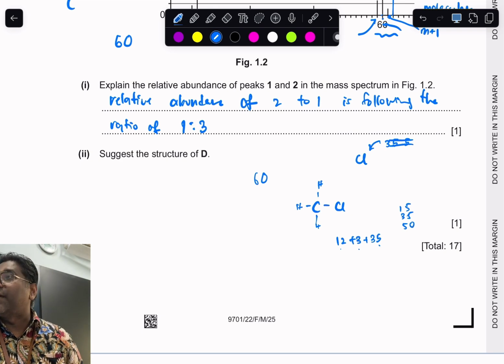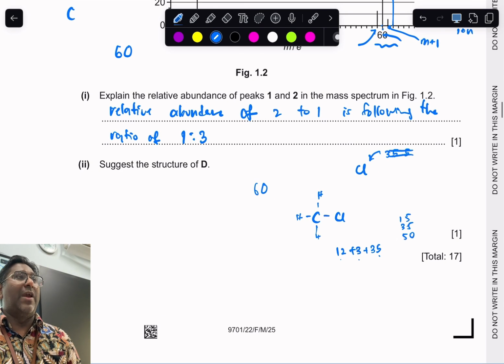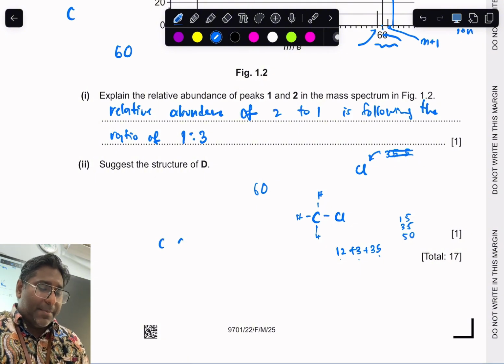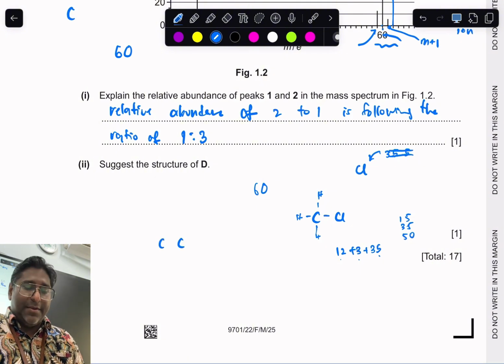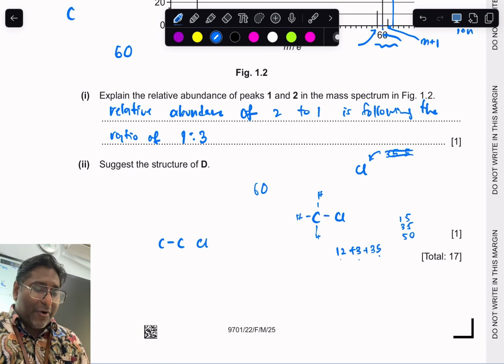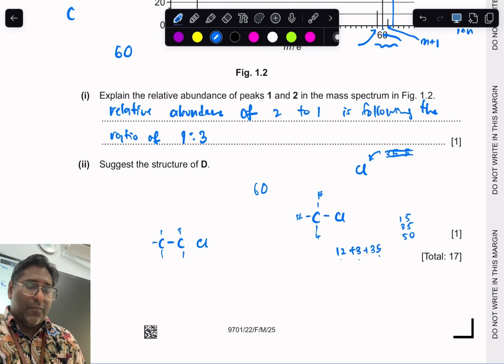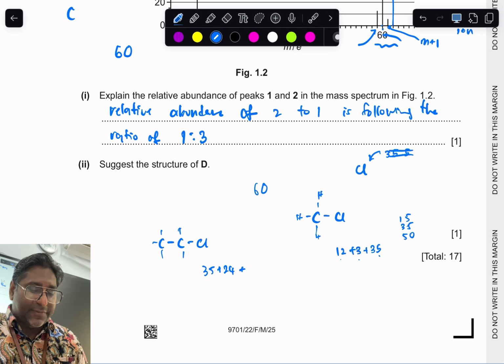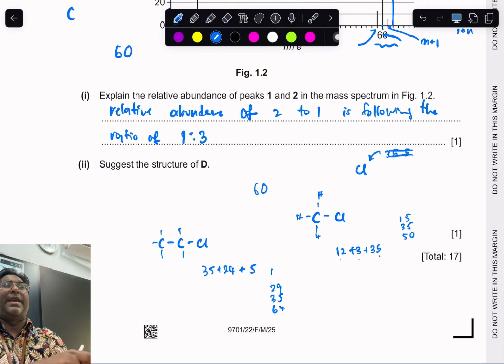Okay, cannot be the answer. We are looking for 60. So we need to include another carbon, and you must have another Cl. But if I have all single bonds, what will happen? That's going to be 35 plus 12, 24 plus 5. That's 29 plus 35, which is going to be 64. Cannot be, we need less.